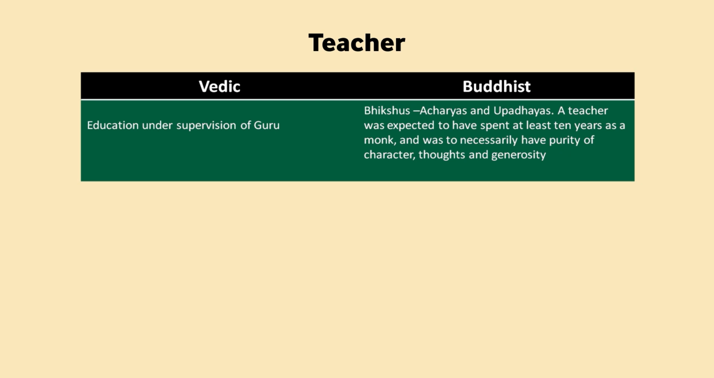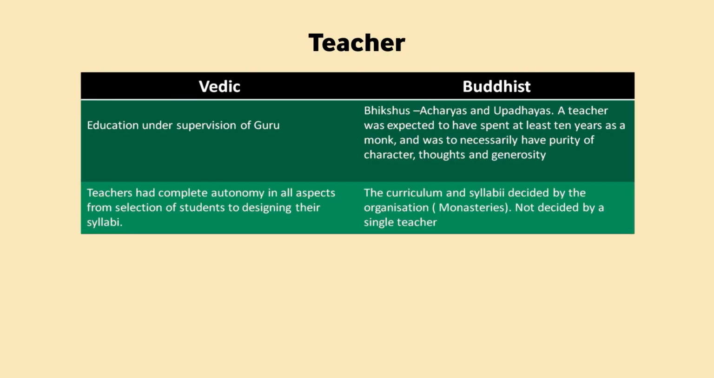Whereas in Buddhism, among the bhikshus or monks, there are two types of bhikshus. One is the acharya, those who give importance to skill training, and the other is the upadhyaya, who give more importance to knowledge along with information. Both these teachers taught and supported the students all the time. And to become a teacher, they were expected to have spent at least 10 years as a monk. They also needed to show good character, thoughts and generosity to become an acharya or an upadhyaya. That means not all monks were considered acharya or upadhyaya during those times.